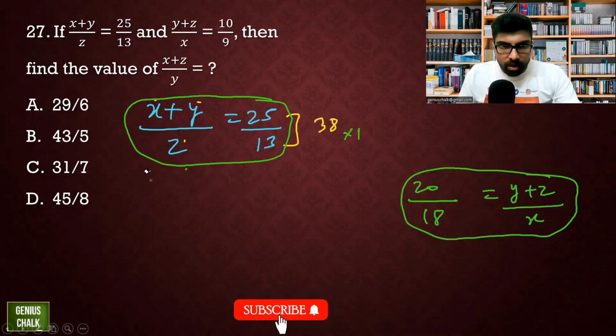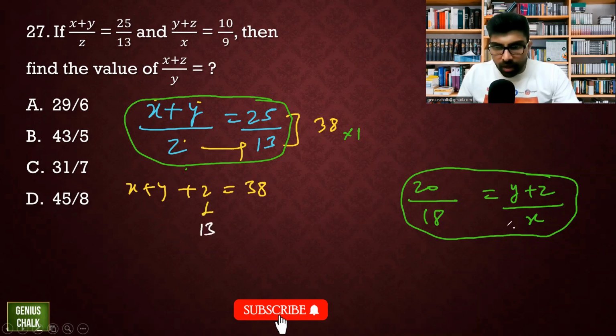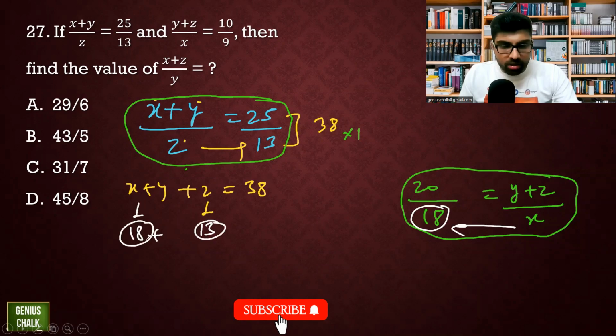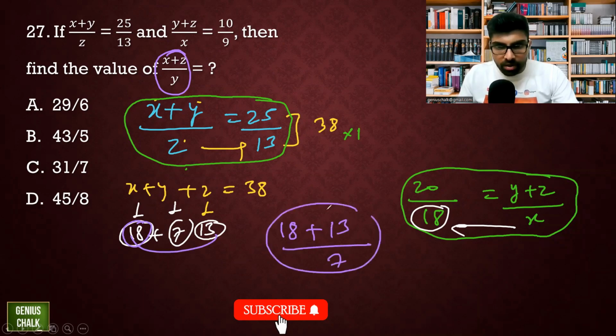Okay. Now compare. X plus y plus z in both the cases is 38, where z is 13, guys. Z is 13 and x is 18, right? Can you find y? So 18 plus 13 is 31, so it must be 7. So y must be 7. What is asked now? Just put the value, get your result. It is asked x plus y by z. So what is x? X is 18, z is 13 and y is 7. That is 31 by 7. That is option C. A brilliant question again.